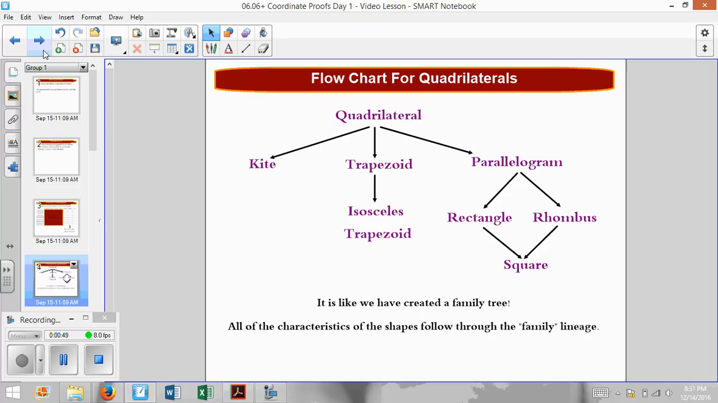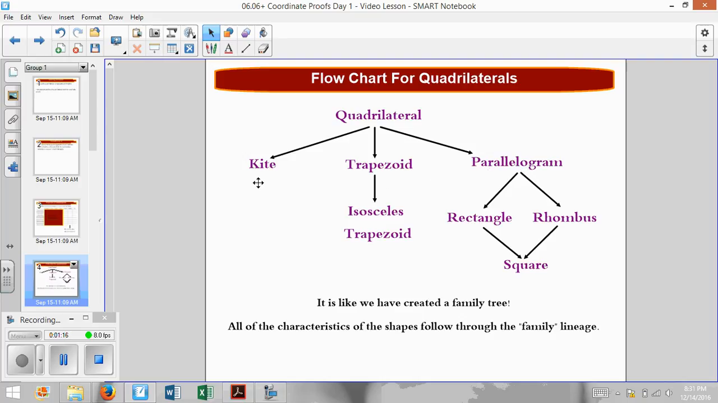So this is kind of like the examples I've been using in class where I talk about a family tree. So the way it works is we have the big category of quadrilaterals, so all four-sided figures. Quadrilaterals can be separated into three distinct families. We have kites, trapezoids, and parallelograms. The definition of a kite is that it has no parallel sides. A trapezoid has one set, and a parallelogram has two sets. So that's why they're three distinct families.